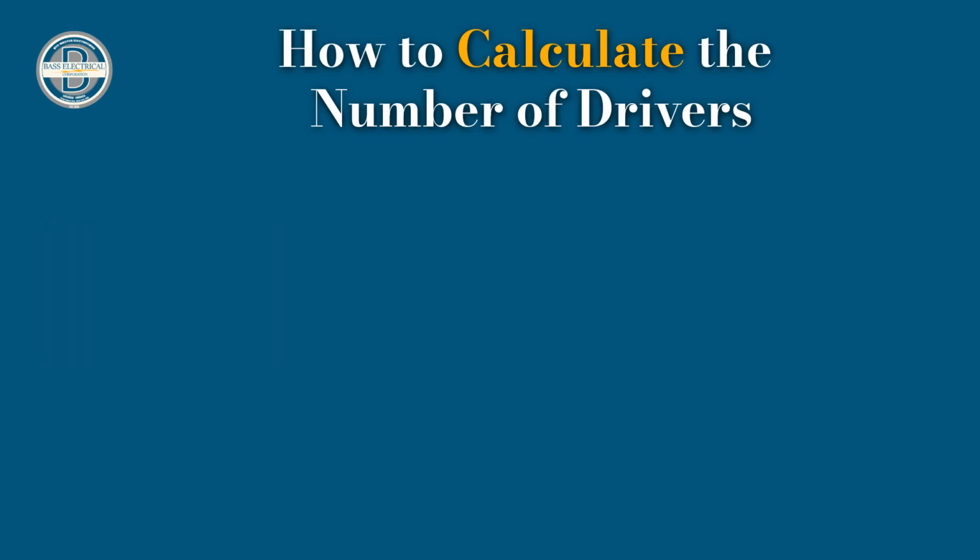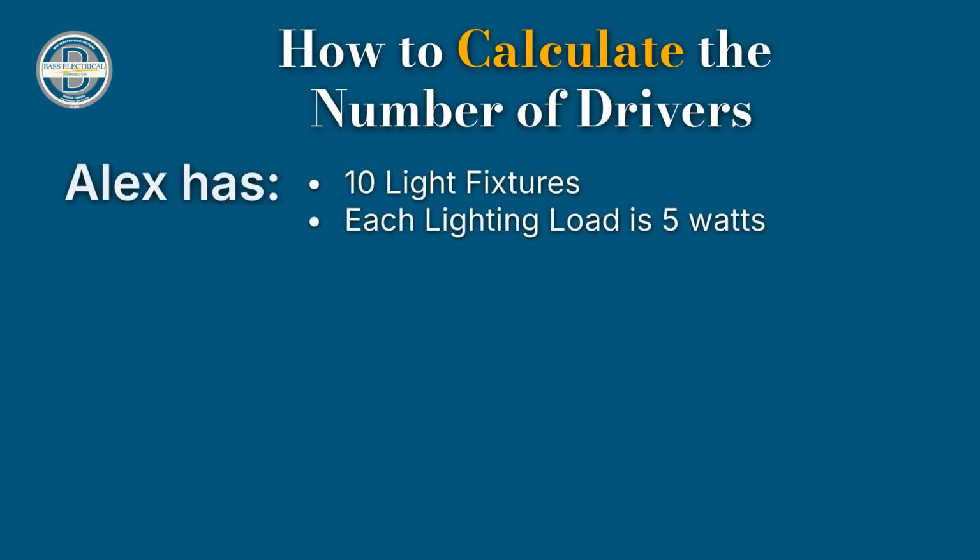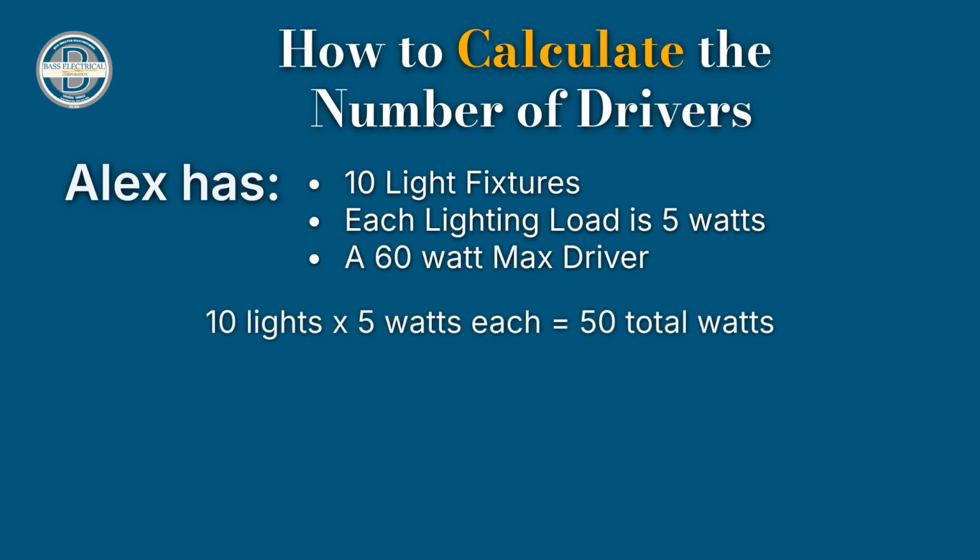Alex is setting up a lighting system for a small workshop. He has 10 light fixtures and each fixture uses 5 watts of power. Alex wants to use a driver that has a maximum load output of 60 watts. First, Alex calculates the total power needed by multiplying the number of lights by the wattage of each light. So 10 lights times 5 watts each equals 50 watts in total.